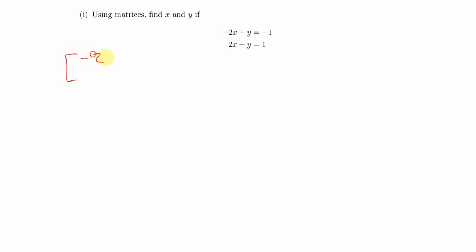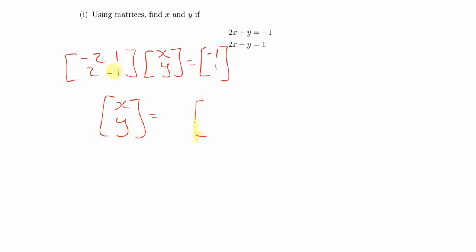We get [-2, 1; 2, -1] times [x, y] equals [-1, 1]. And that's written in matrix form now, so we can solve that. Okay, so find the determinant. Yeah, we want to find the inverse, so finding the determinant is a good place to start.